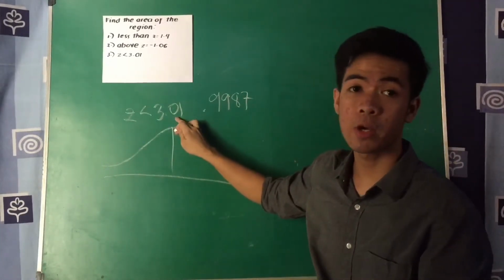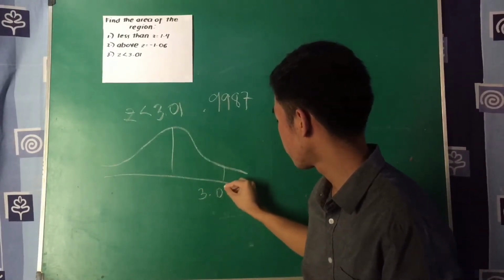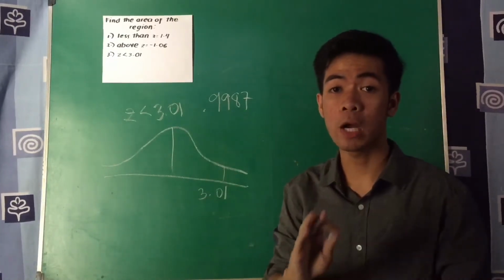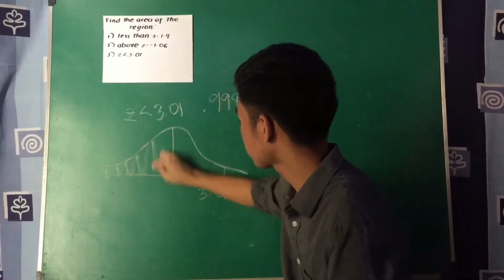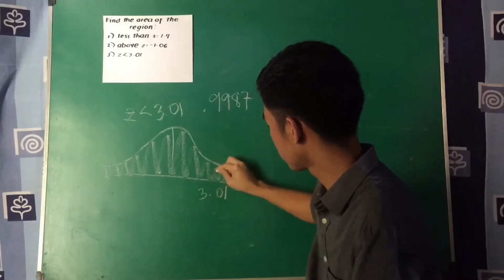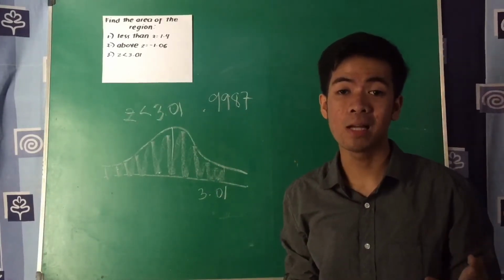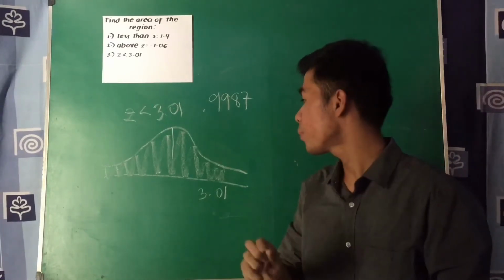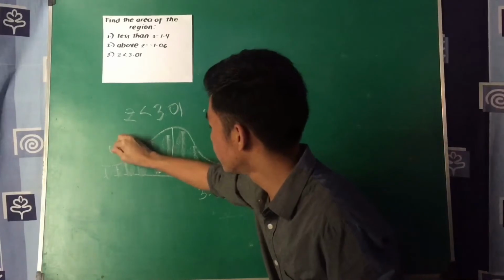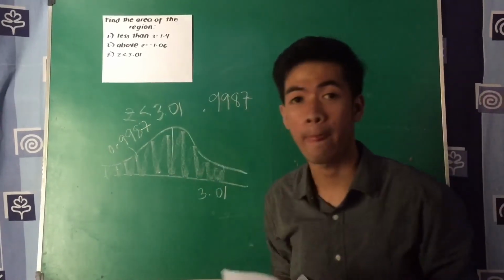Assume the specific point of 3.01 and shade the below area since we are looking for the below value of 3.01. And since we already learned a while ago that all less than and below values should remain the same, the below area of 3.01 is equal to 0.9987.